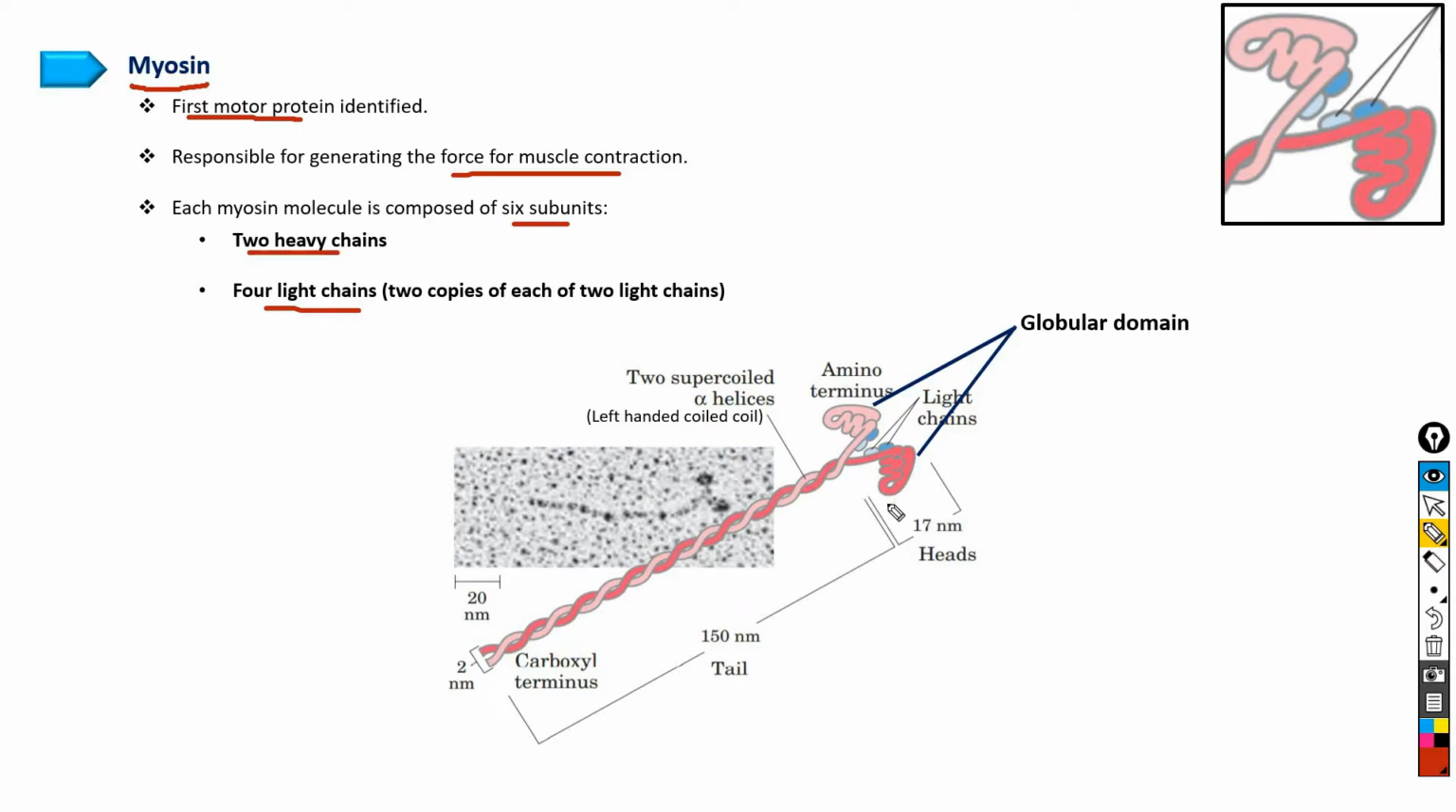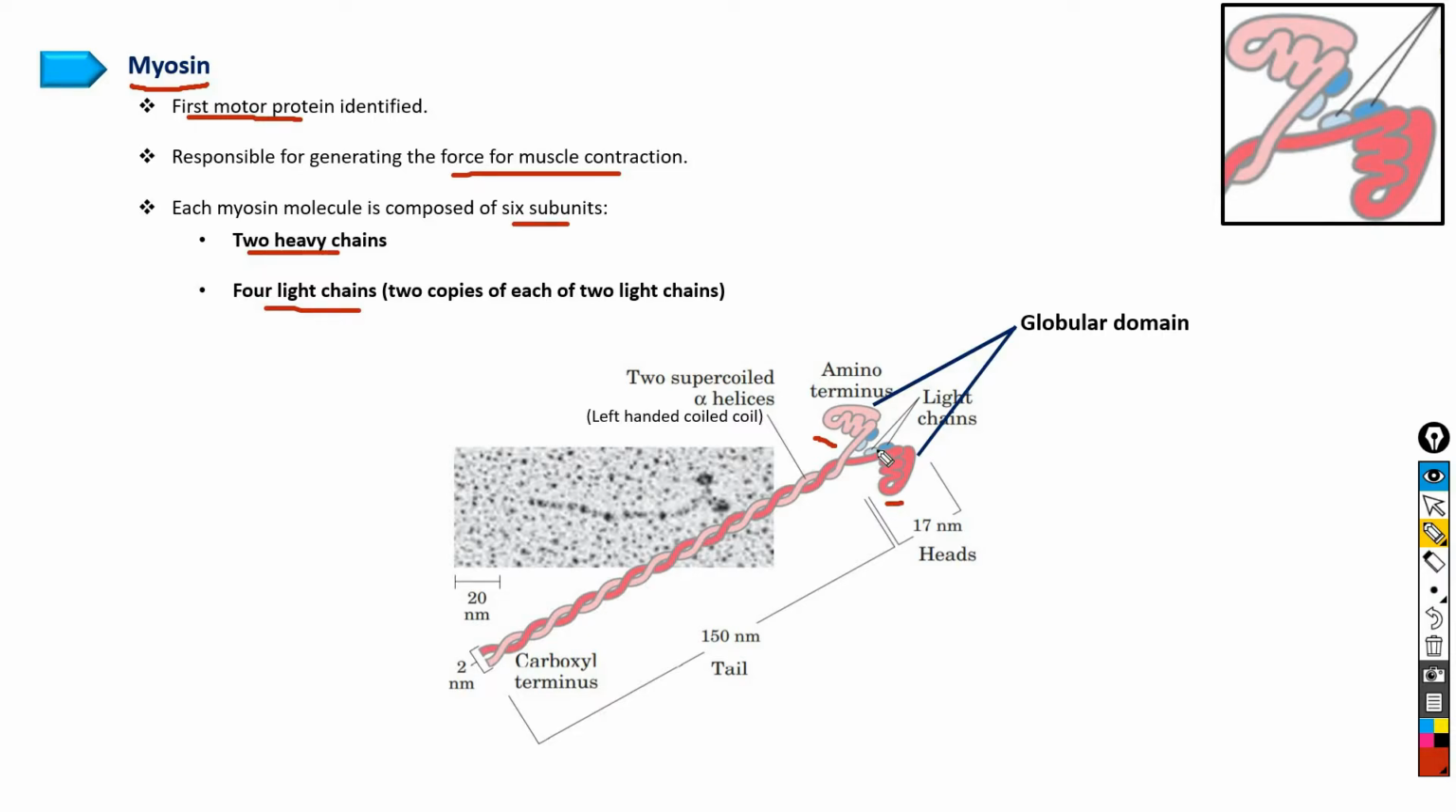Each of the heavy chains has a globular head domain at its N-terminus that contains force generating machinery. And this globular head domain is followed by a very long amino acid sequence that forms an extended coiled structure. And this coiled structure mediates the dimerization of heavy chains. An important point regarding the globular head domain is that it contains a site where ATP is hydrolyzed.